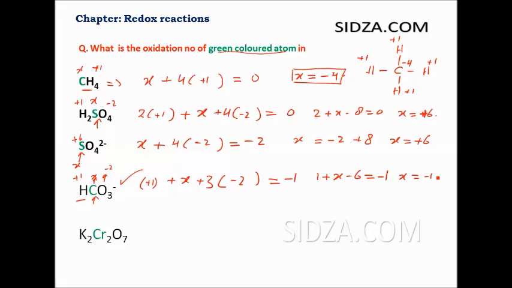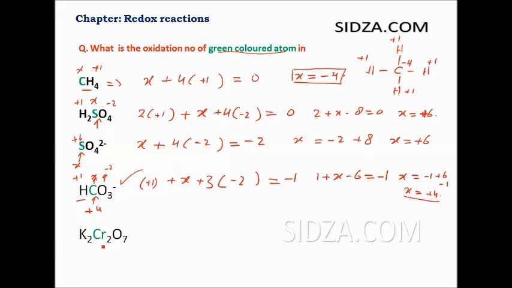Minus 1 plus 6 and then a minus 1, right? So X will be then plus 6 minus 4, it is plus 4. Simple. So the oxidation state here with the carbon is plus 4.